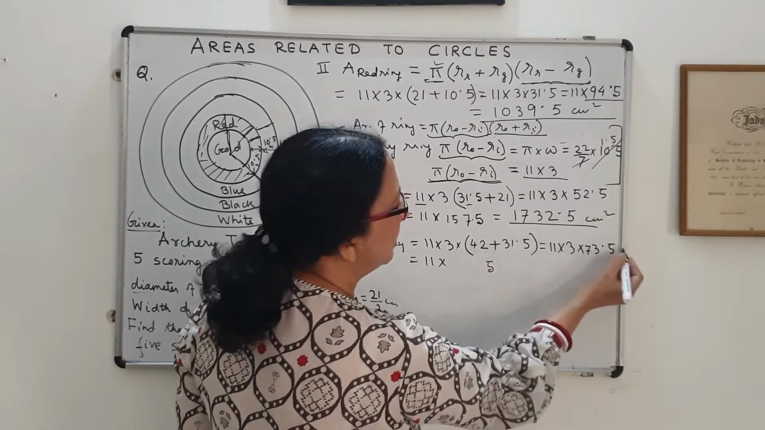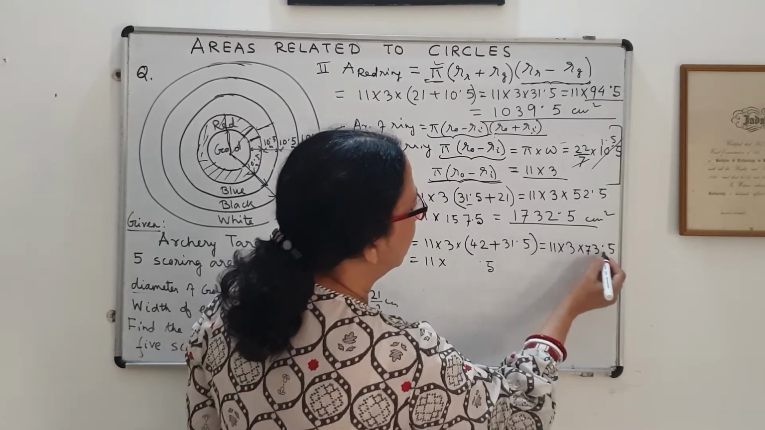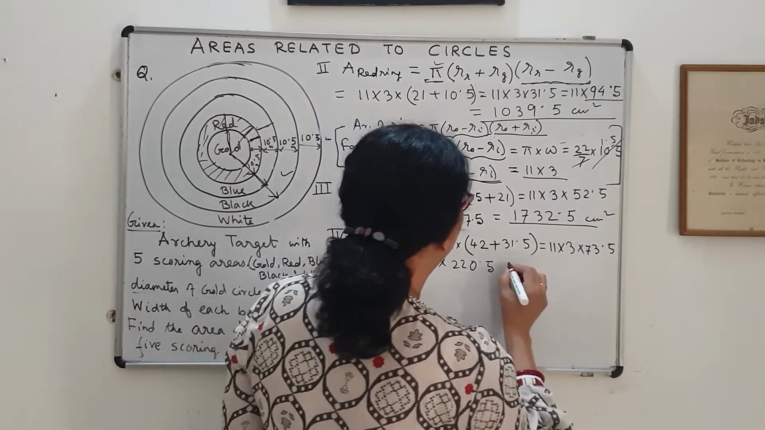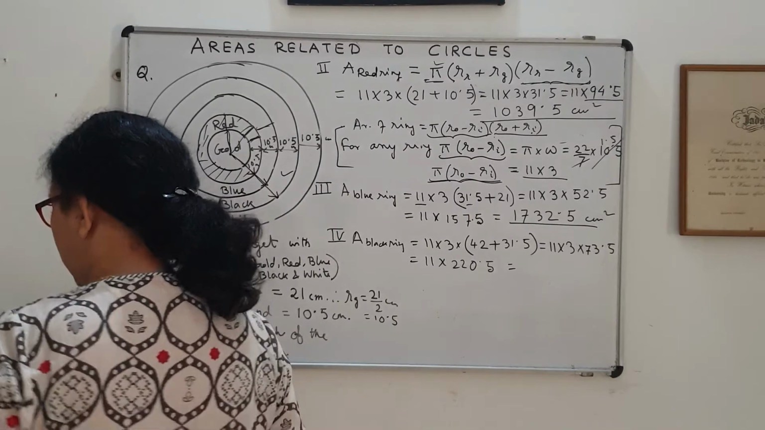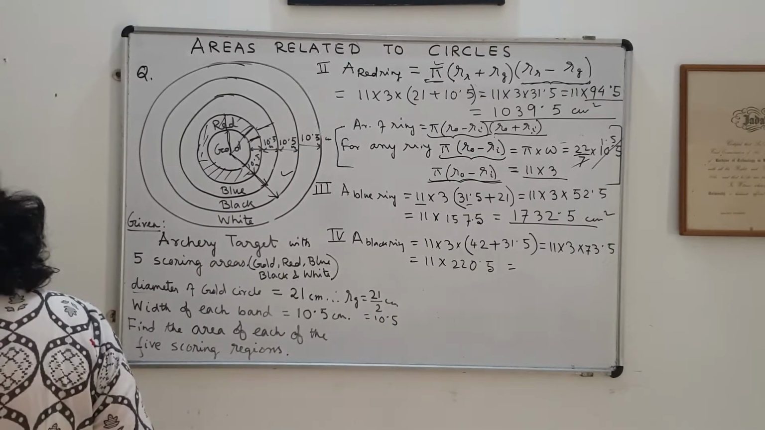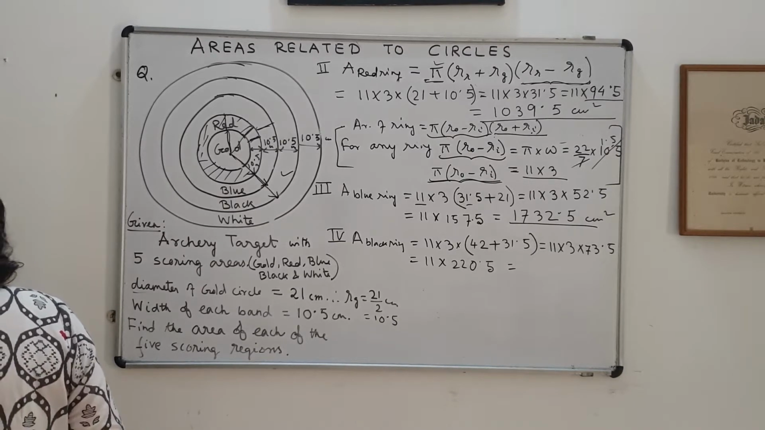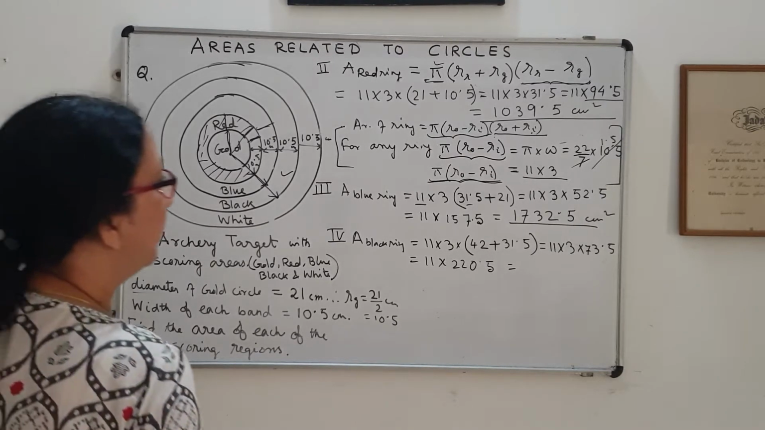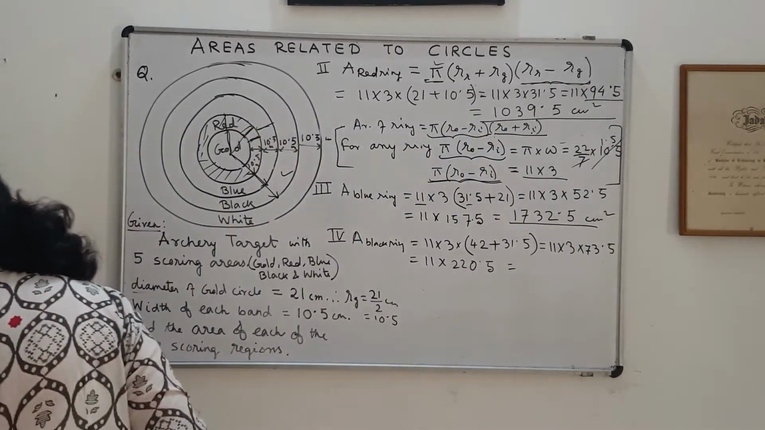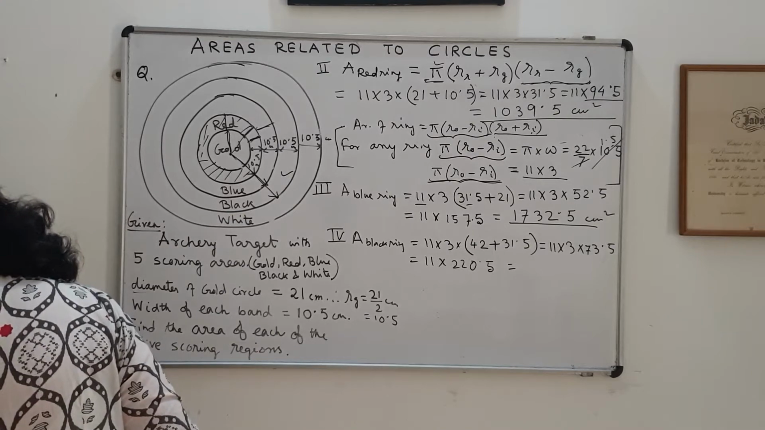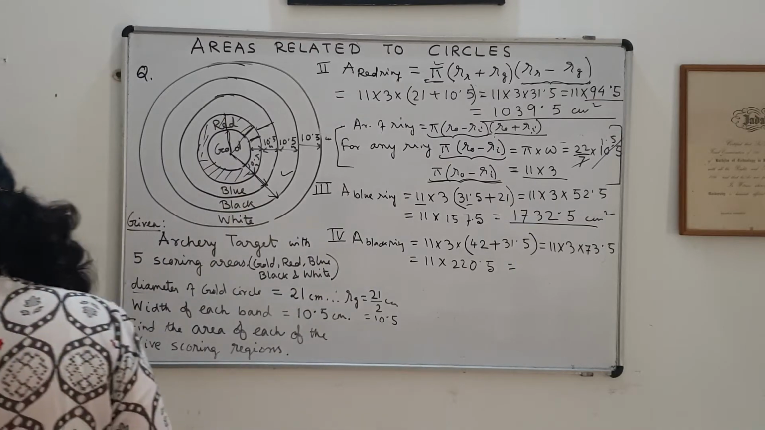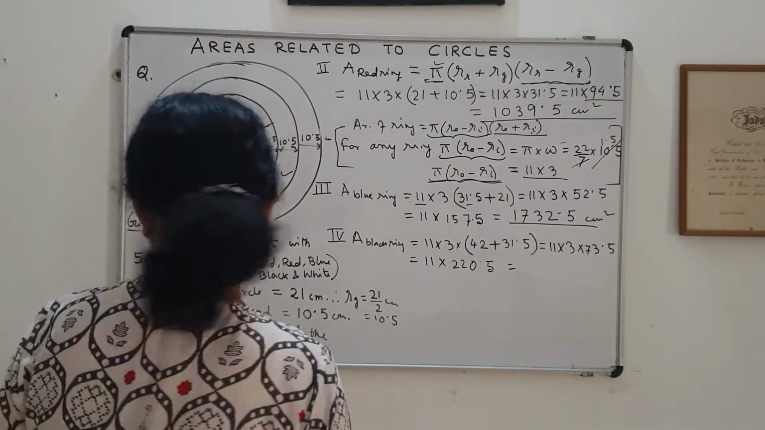Again 3, 5 is 15, 9, 22. So just to check, let's see. 1575. Is there any mistake? Just let me check. 42 plus 31.5, 73.5. Yes, 73.5. Right. It is okay.